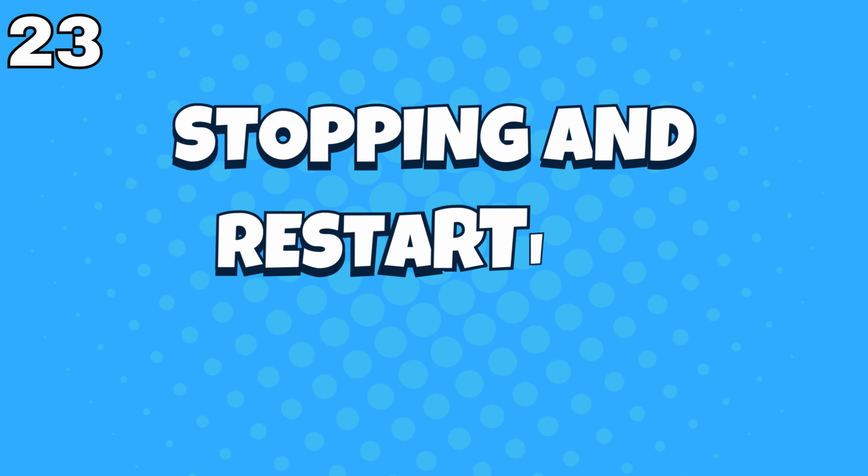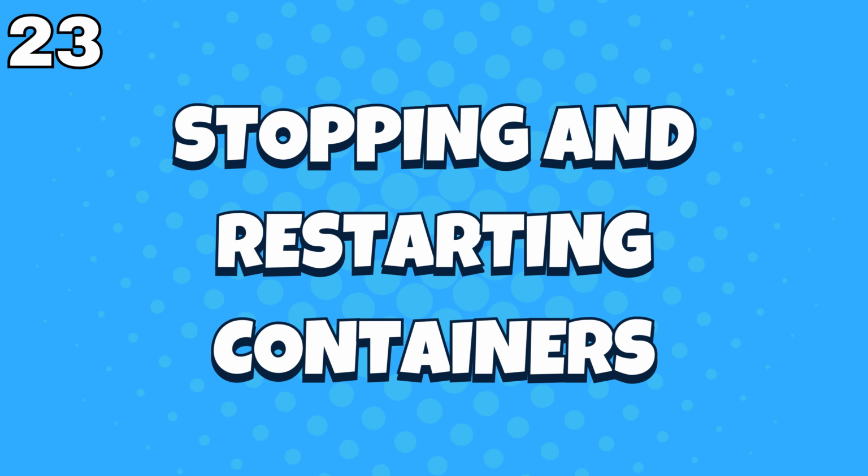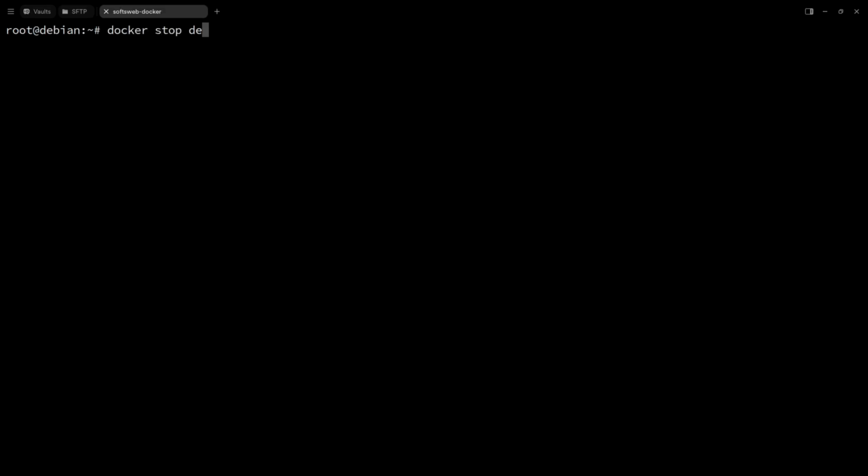Containers are not eternal. Sometimes you need to stop them, restart them, or bring them back to life after a change. To stop a running container, use docker stop container name or ID. If you need to restart it immediately after, simply run docker restart container name or ID. Here's the key difference. Stopping a container doesn't delete it. The container is still there, like a paused game. You can start it again anytime using docker start container name or ID.